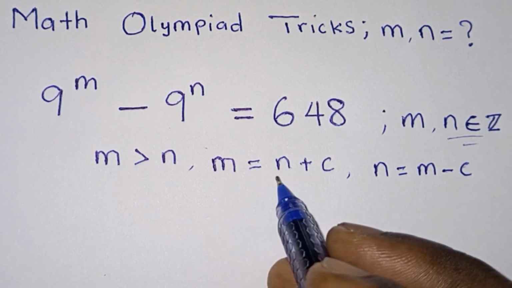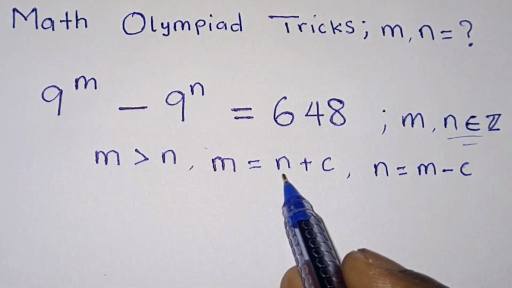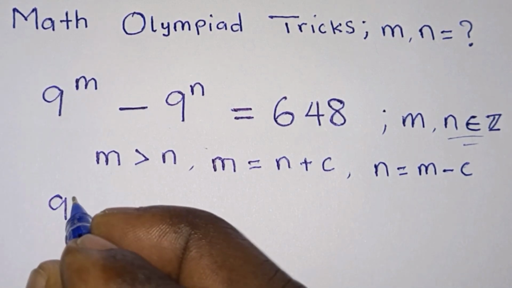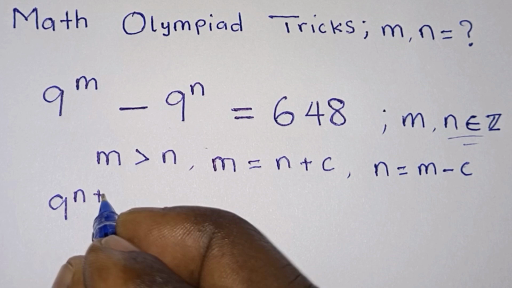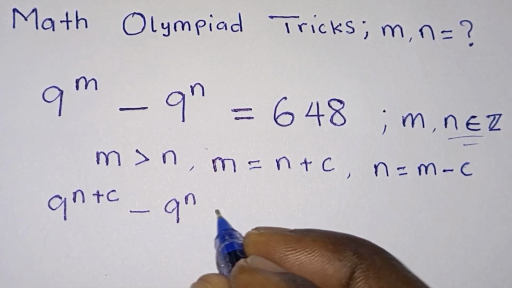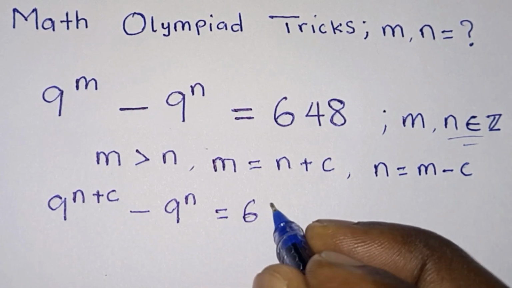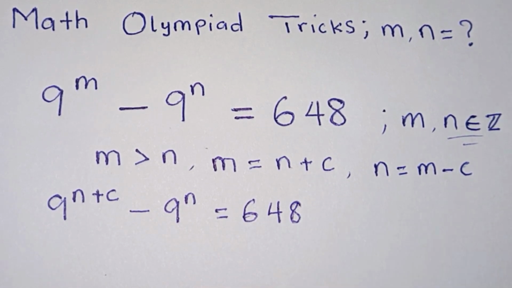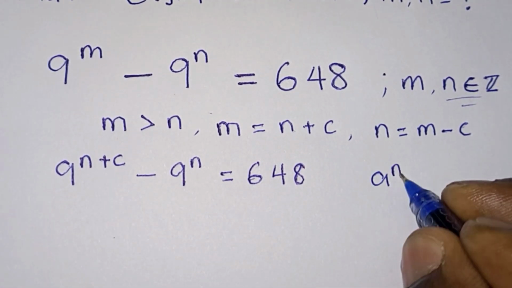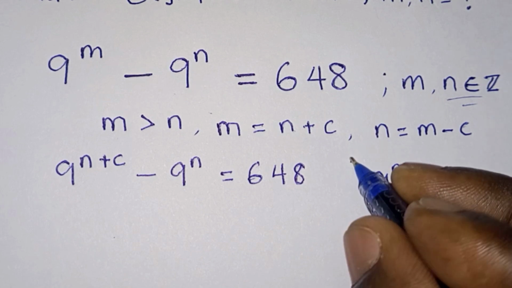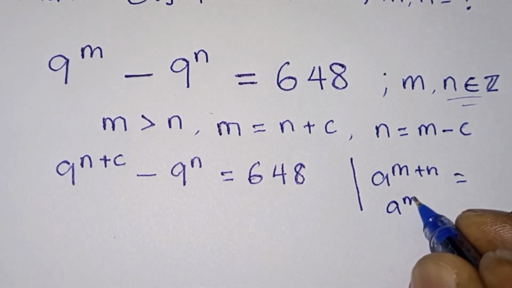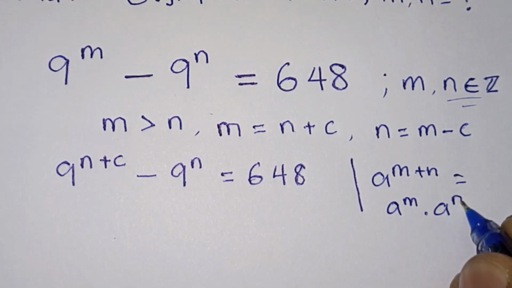So let's pick the first one, and then in place of m, we're going to put the whole of this one. So we're going to have 9 to the power n plus c minus 9 to the power n is equal to 648. Great. Now note that if we have a to the power m plus n, this is the same as a to the power m times a to the power n.